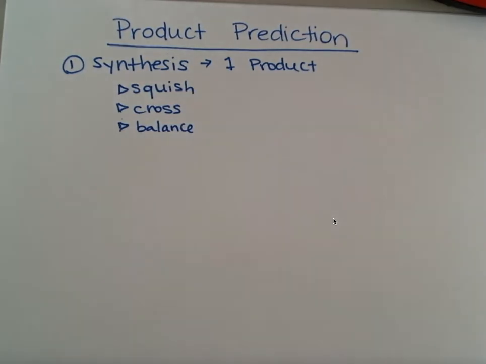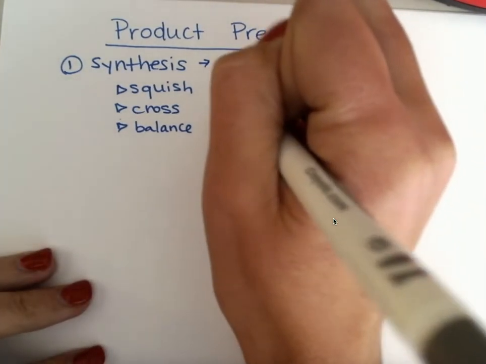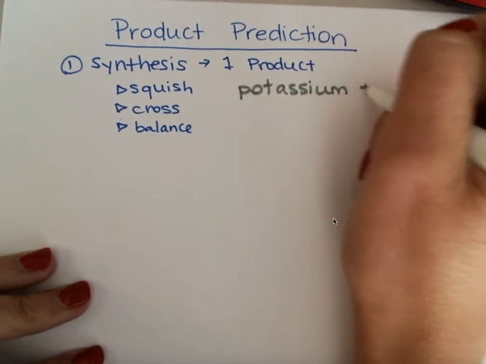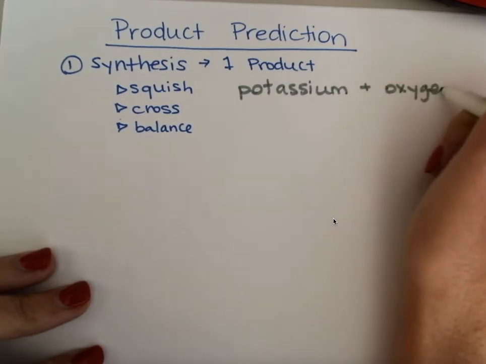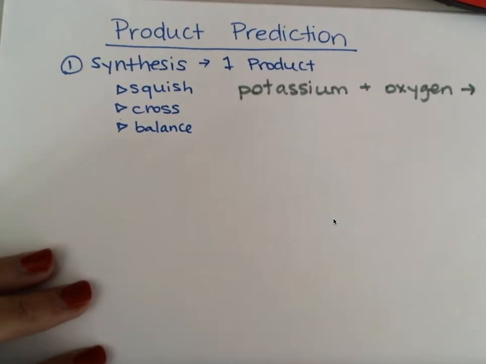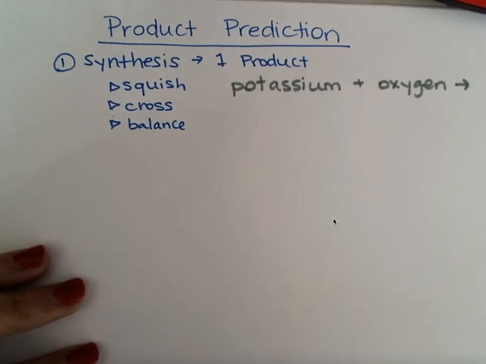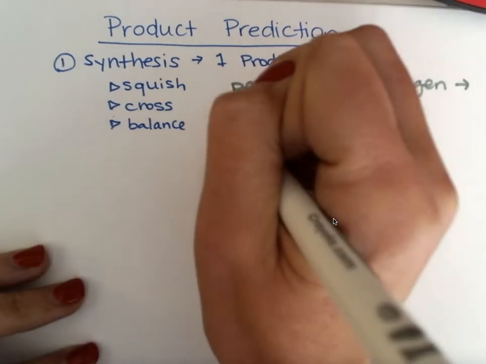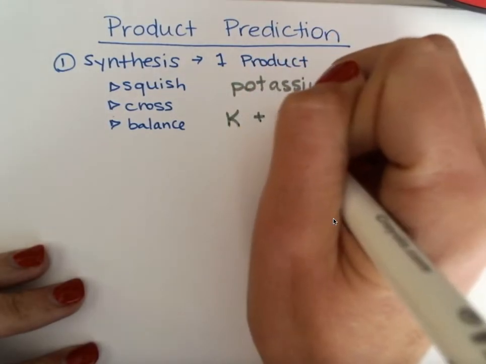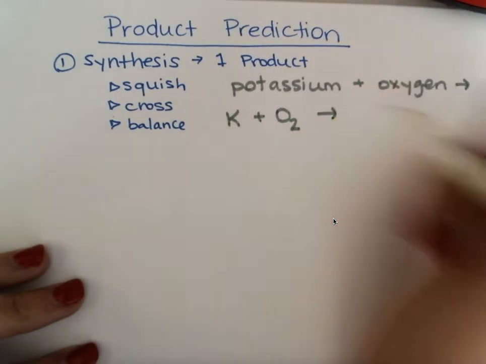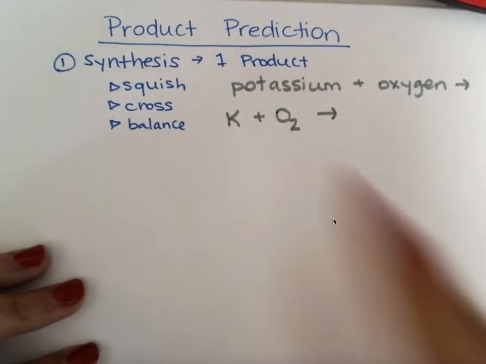So for example, if we had potassium reacting with oxygen, right? So the first thing I need to do is write the symbols of my reactants. So potassium is K and oxygen is diatomic. When that reacts, I'm going to squish K and O together.